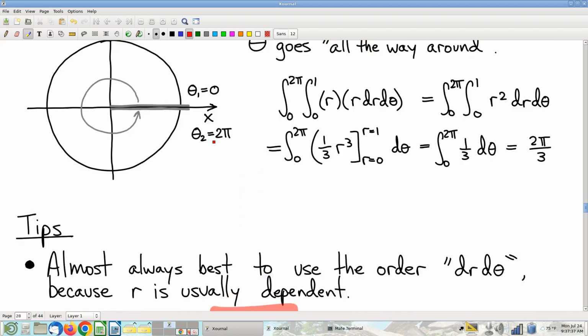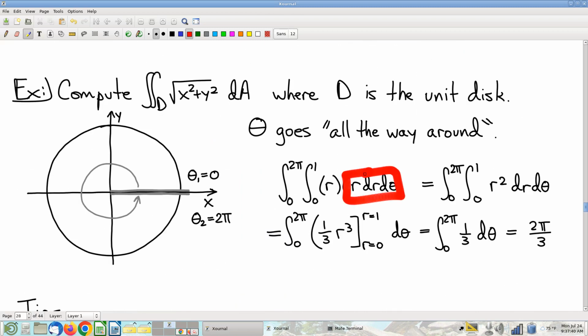The only reason I will ever write down dr d theta is as a replacement for dx dy. And dr d theta is not equal to dx dy. r dr d theta is what is equal to dx dy. That r is part of what dx dy is. That's the stretching factor that makes it all work out, right? So why would you ever write down this by itself? It's not a thing. So I advise you never, ever write down dr d theta by itself. Always write down this whole thing all at once.